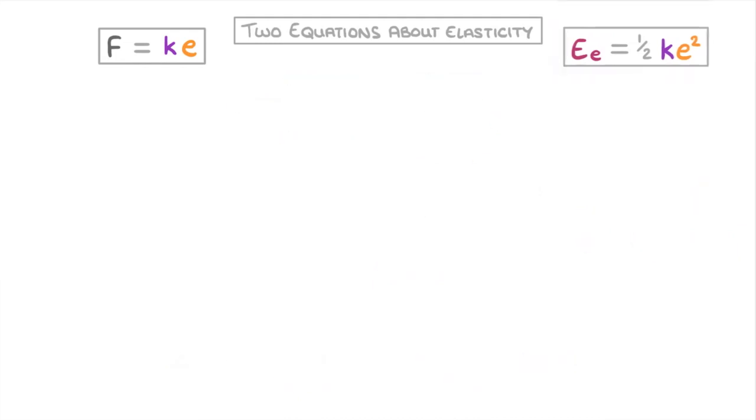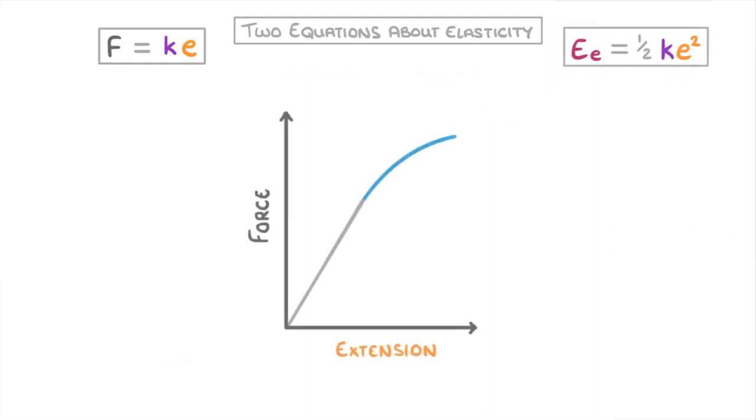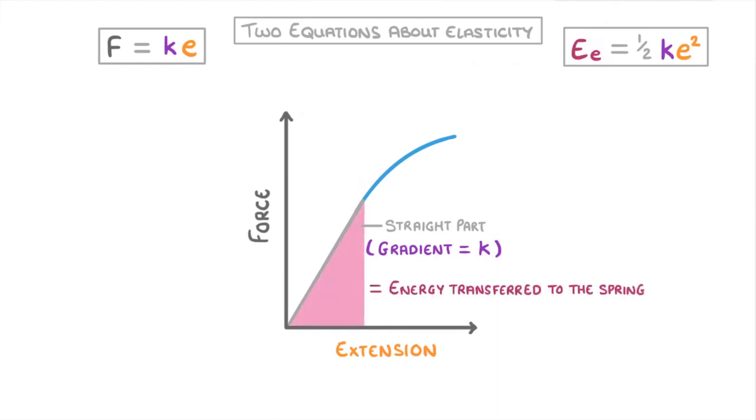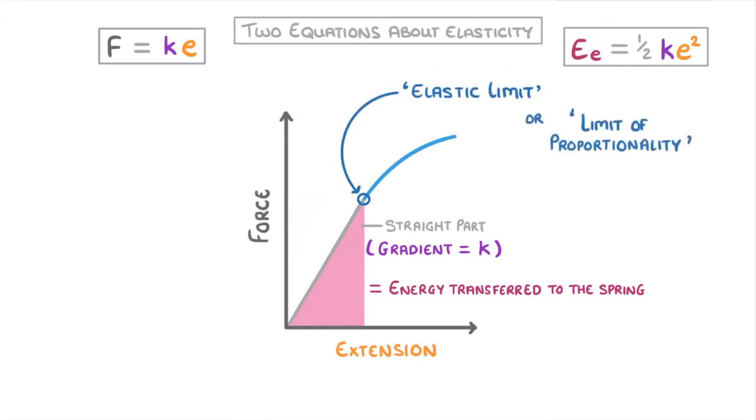The last thing we want to point out is that if you have a graph of force against extension, like this one, then as long as we only look at the straight part of the line, the gradient of the line will be the spring constant, and the area under the curve is equal to the energy transferred to the spring, so the elastic potential energy. And just to recap, remember that this point here is known as the elastic limit, or the limit of proportionality, and it's when the object stops obeying Hooke's law.